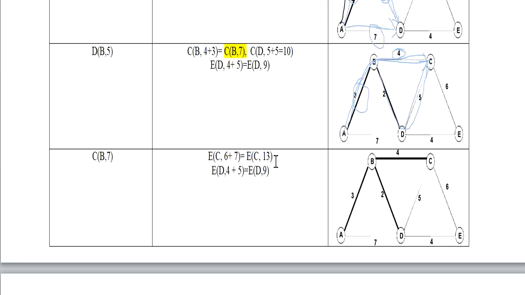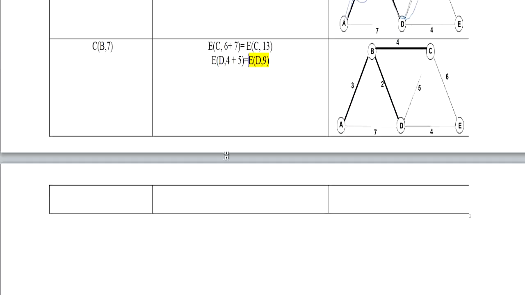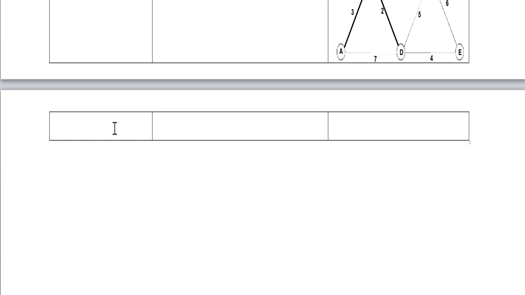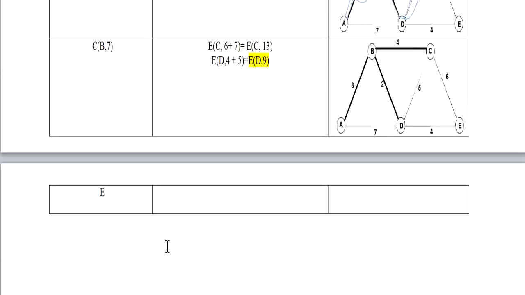So I have two answers for the same vertex. I have C comma 13, which is greater than D comma 9. So I am going to make a choice of E of D comma 9. So now finally we can choose vertex E with D as an intermediate node and 9 as the cost to reach it.